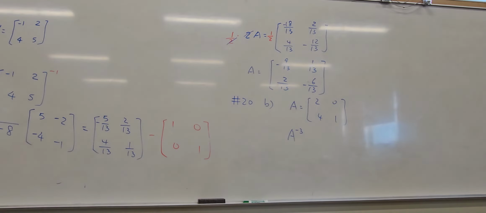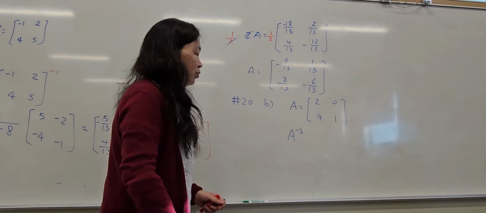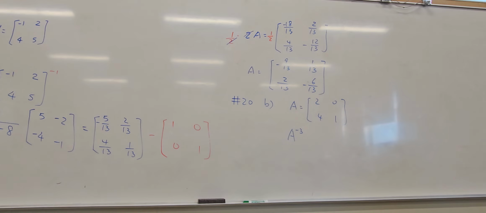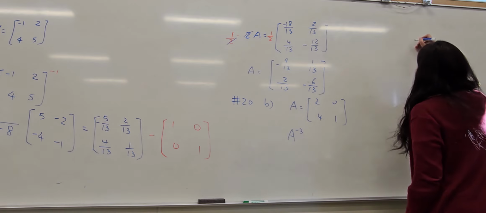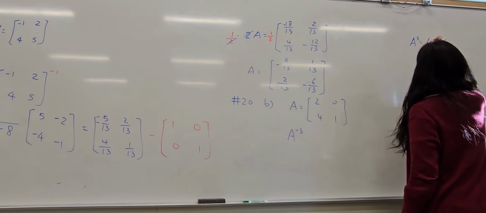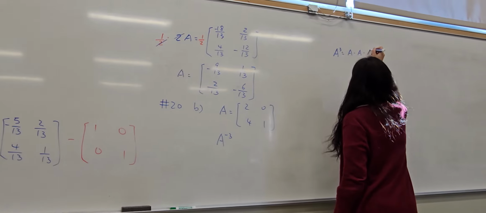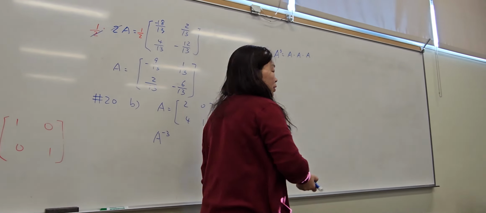Well, let's look at the property. Which property do we use? This one, right? Now you can use either one of them. You can power first and find the inverse, or you can find the inverse and then power. What I did was power first. It's a little easier for me to power first because I like to see the 0. So I go A cubed first. A cubed equals A times A times A. Multiply them 3 times, okay?